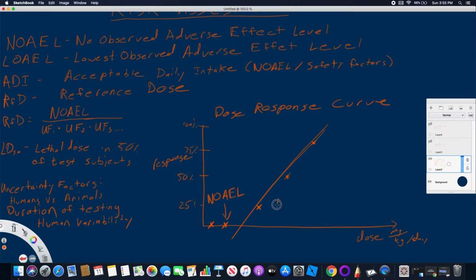Now over here, this would be your lowest observed adverse effect level. Hopefully you would have these data, but if you didn't, then you would use your LOAEL. And basically that's all there is to it, really. So we'll move forward.